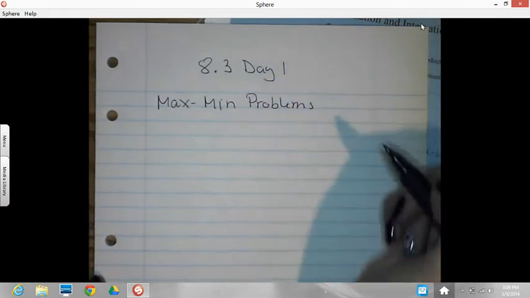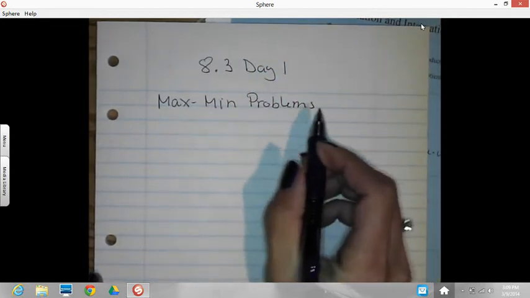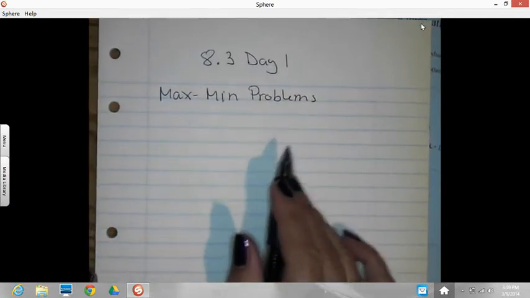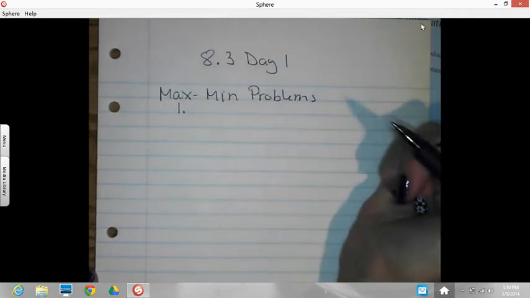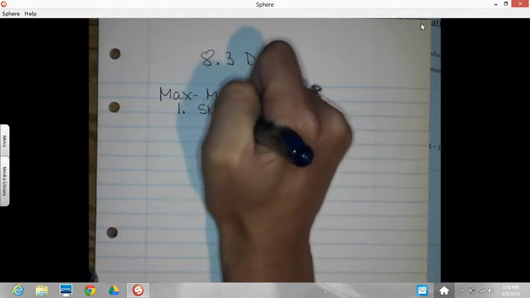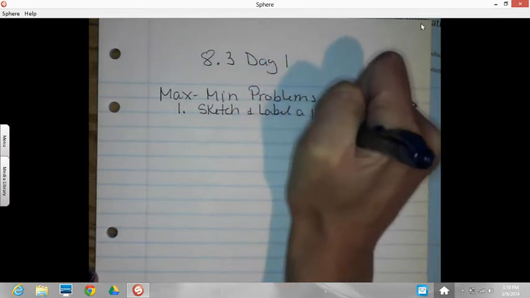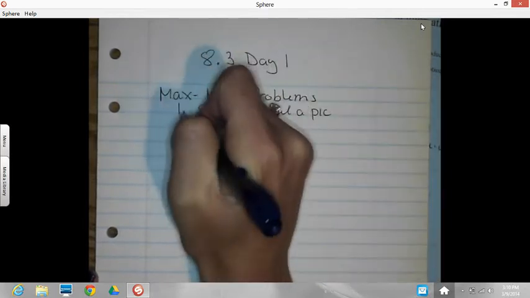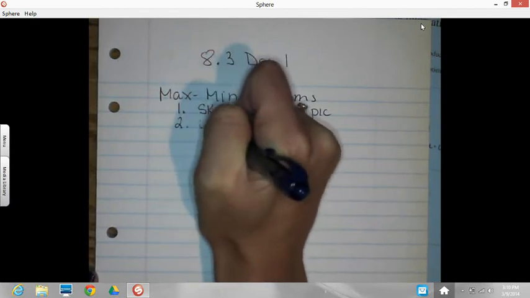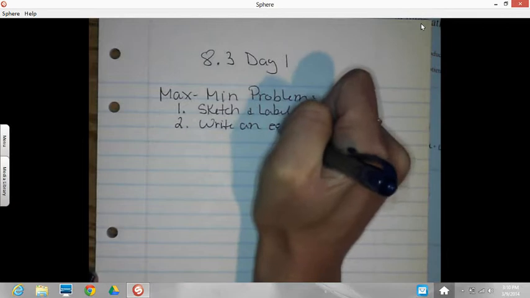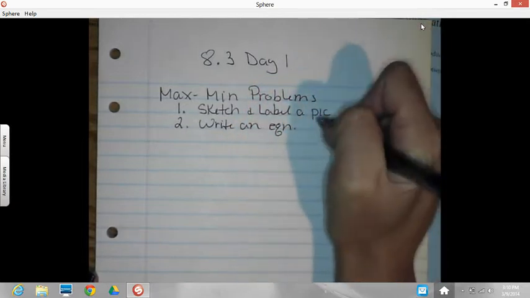So we just spent a couple days identifying critical points, and when those critical points are max and mins. Now I've got story problems to match, and it's really a 5-step process. And you need to do all the steps. First thing you want is to sketch and label a picture. Then you want to write an equation for what is to be maximized or minimized.